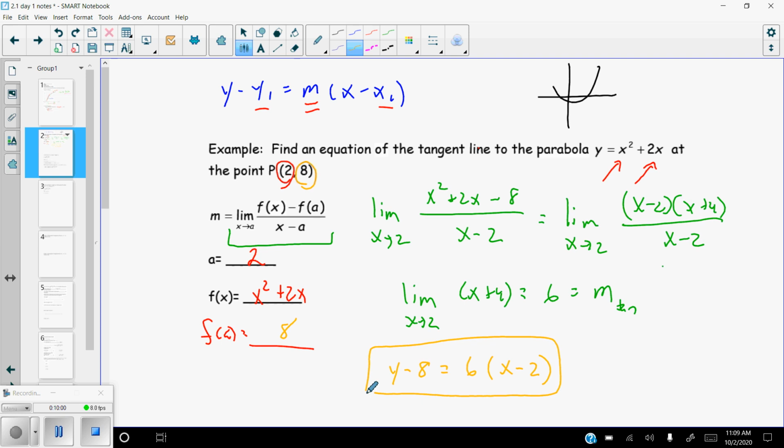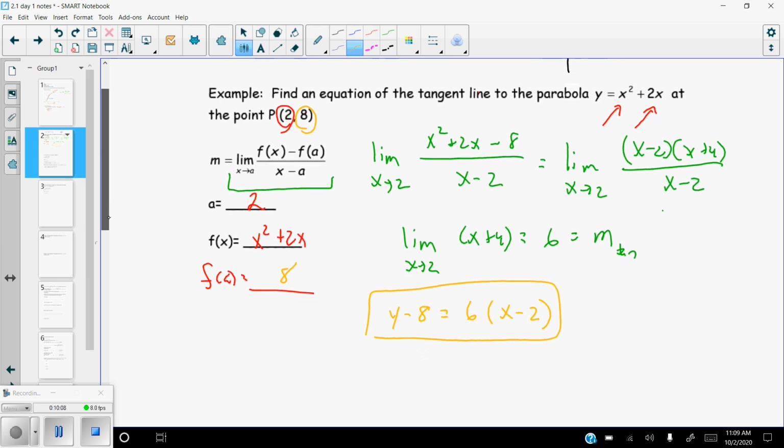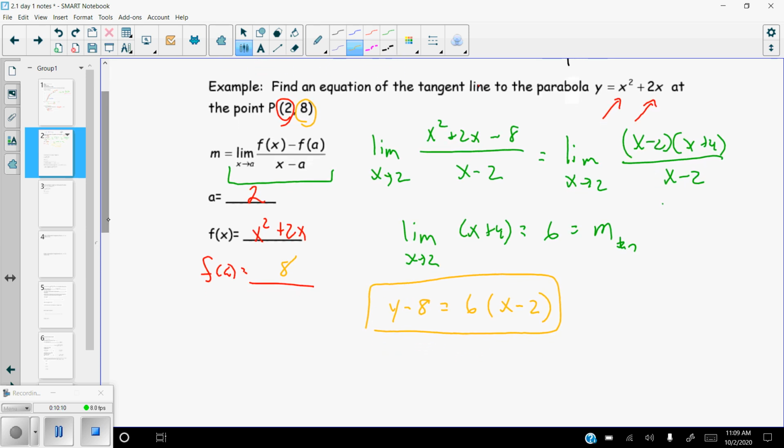That is the equation of the tangent line to the parabola y equals x squared plus 2x. Now here's something you can try just to make sure. In your calculator, you can go ahead and plug in y equals x squared plus 2x so that you can actually see that graph on your calculator. Then you can actually manipulate what we just found to solve it for y.